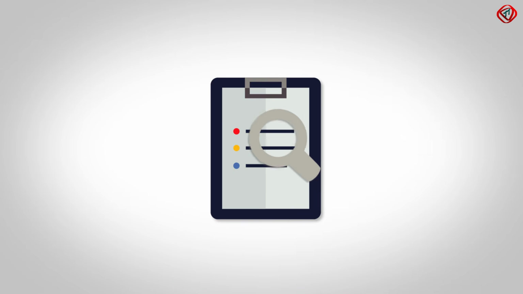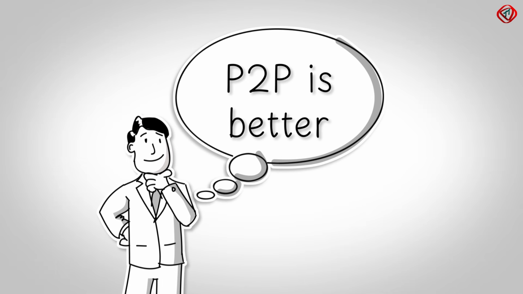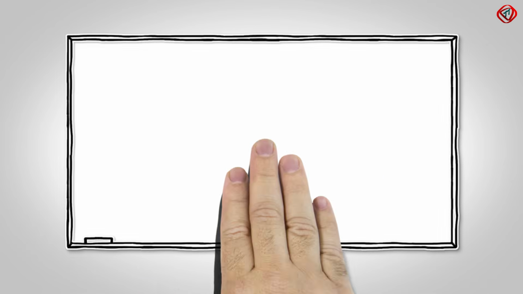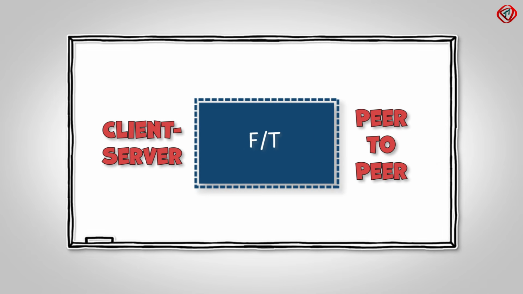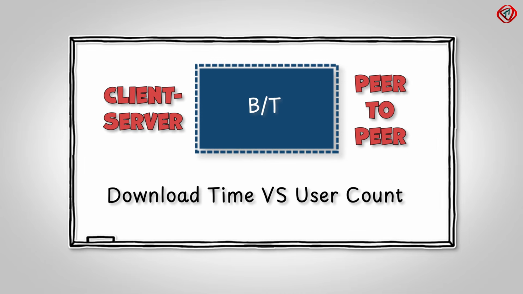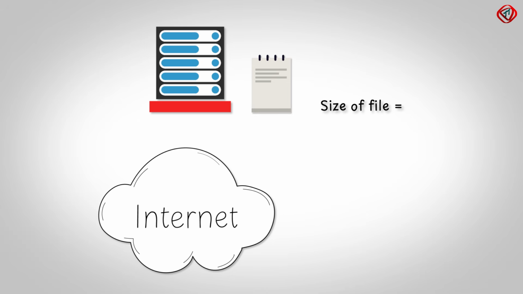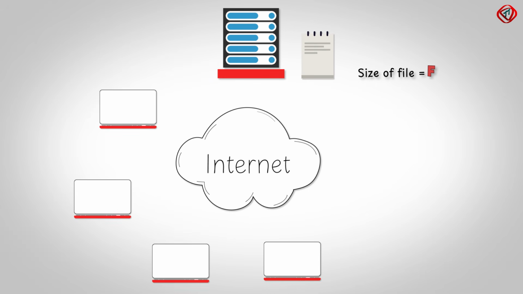Now, let's go a little deeper. So far, peer-to-peer looks better, but let's not just assume it. Let's compare both systems mathematically and see how download time changes as more users join. Let's create a simple situation. Imagine there is a server that has a file. The size of that file is F, and there are N users or peers who want this file.